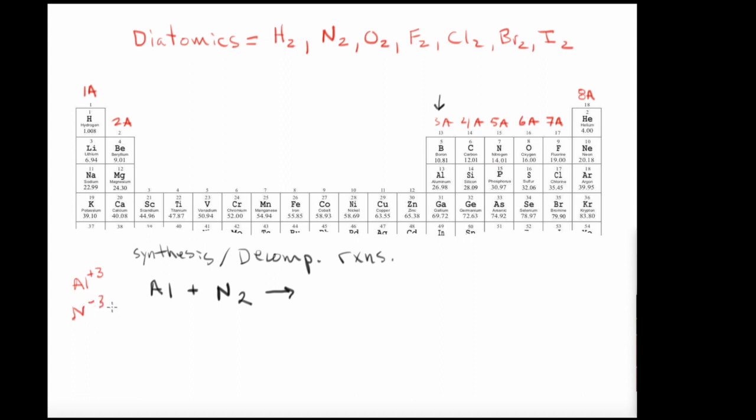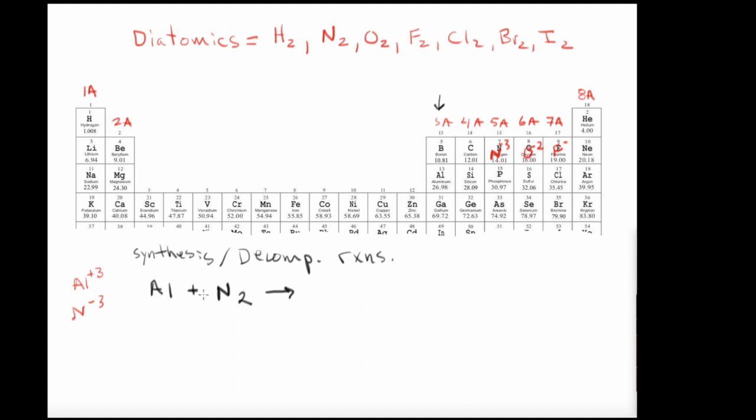minus 3. Okay, and again, what we're doing here right now, you should realize how important it is for you to know your elemental ions. You must know your elemental ions. So 5A is always going to ionize to N minus 3. Oxygen's going to go to O minus 2, and fluorine through iodine is going to ionize to -1 anions, which will be the fluoride, chloride, bromide, iodide.